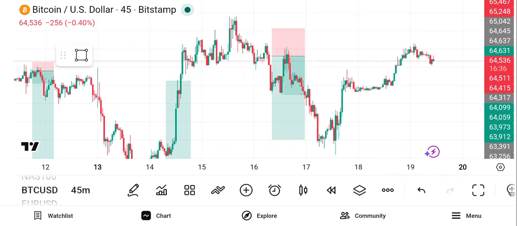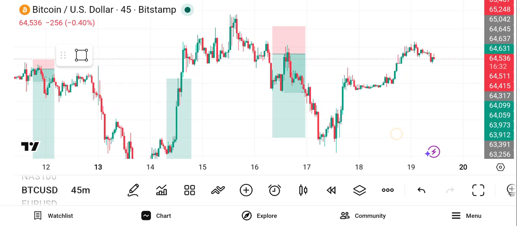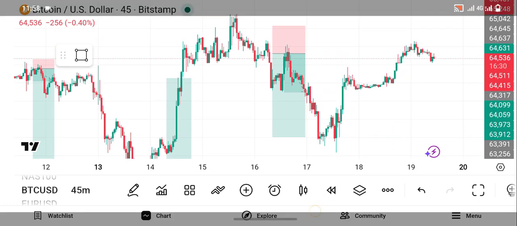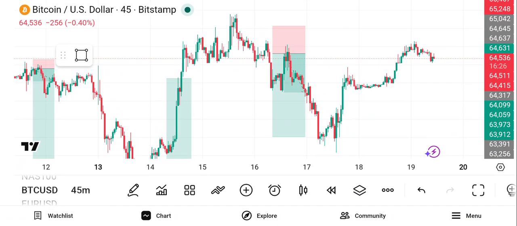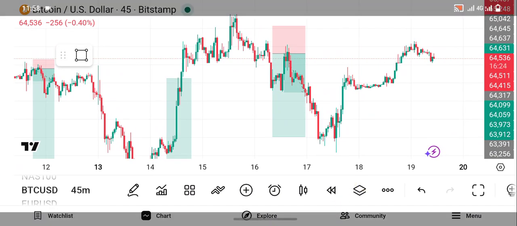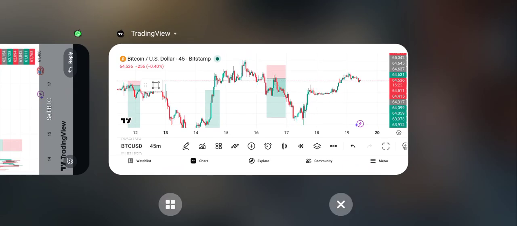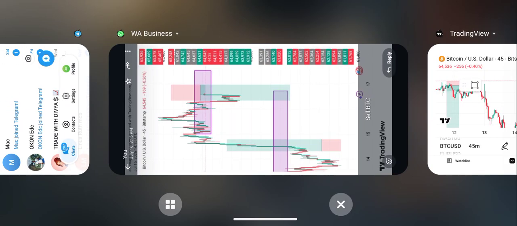Alright, so this is 1:3 risk to reward ratio. Like I said, this is the minimum risk to reward ratio that I go on with BTC. So before I show you how I was able to catch this trade, let me show you the before of this trade I share with my trading community.